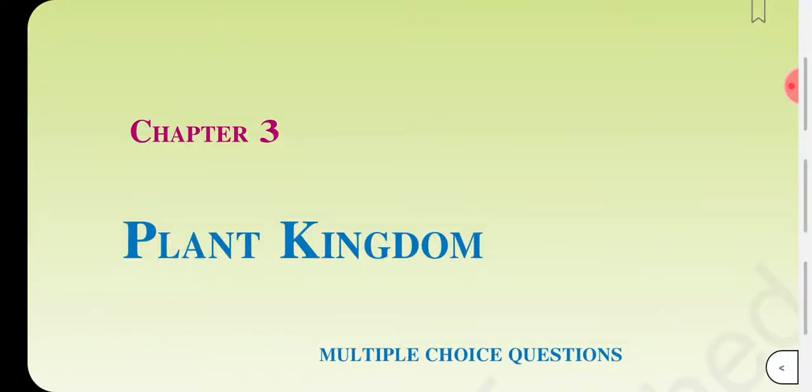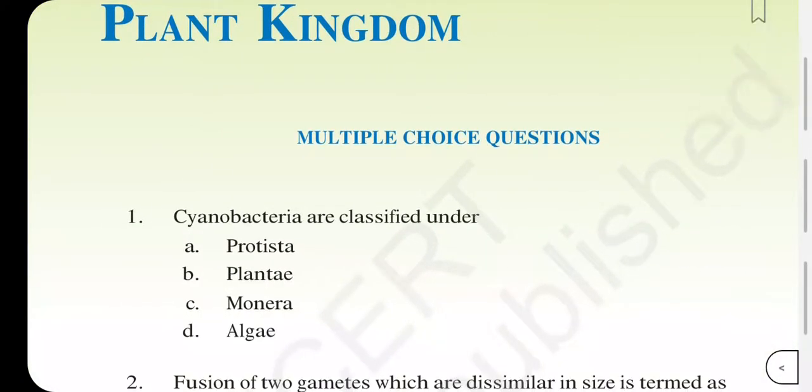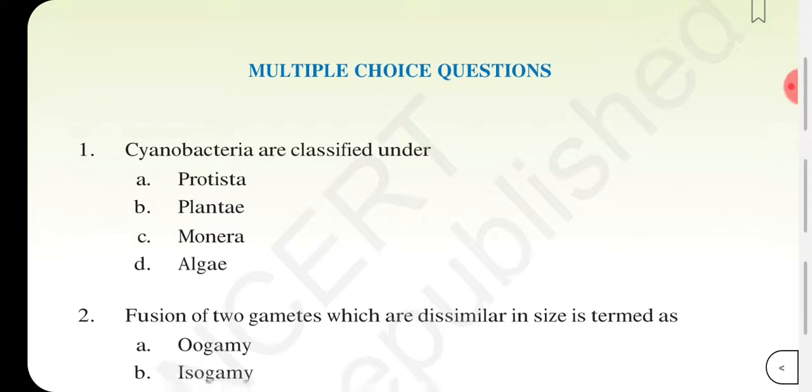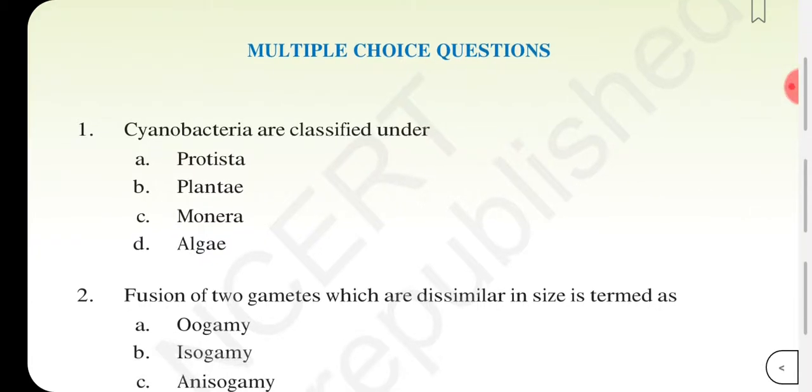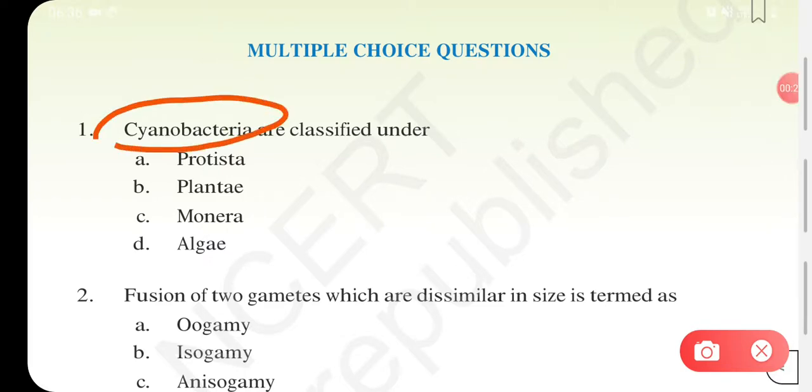Chapter 3 Plant Kingdom from your NCERT Biology Exemplar book. We'll be discussing some MCQs given here. Starting with the first question, cyanobacteria are classified under. So, cyanobacteria, they are the true bacteria and they are classified under kingdom Monera.